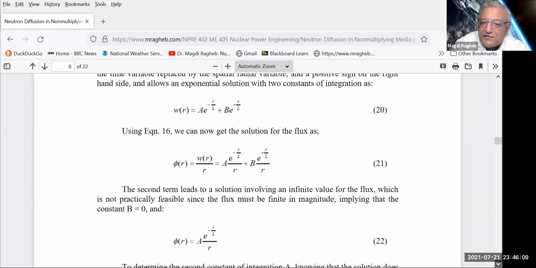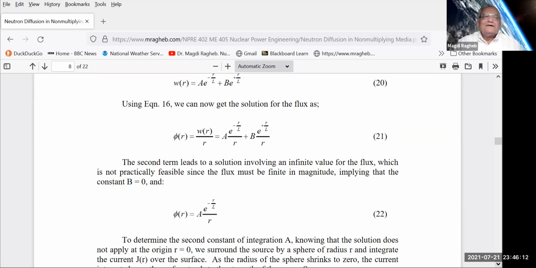But for us engineers, we are mostly engineers in our group, and we deal with real world solutions. So we need to now determine what are the two constants of integration A and B. And in the real world, we know that our flux cannot become infinite. And the exponential function, if it has a positive sign here, grows up exponentially. So there is no way that our neutron flux is going to become infinite in value. We cannot have an infinite number of neutrons crossing the unit area per unit time.